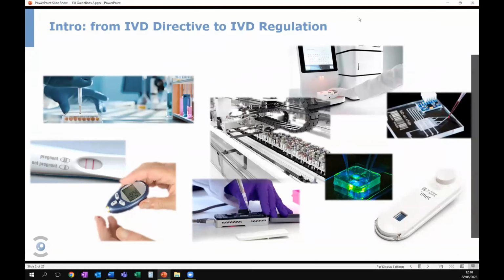So, and this slide is just an example of this evolution. On the left, you will find the more manual, tedious diagnostic procedures. And if you go to the right, you see more and more smaller devices, more and more automation, and also high throughput devices.